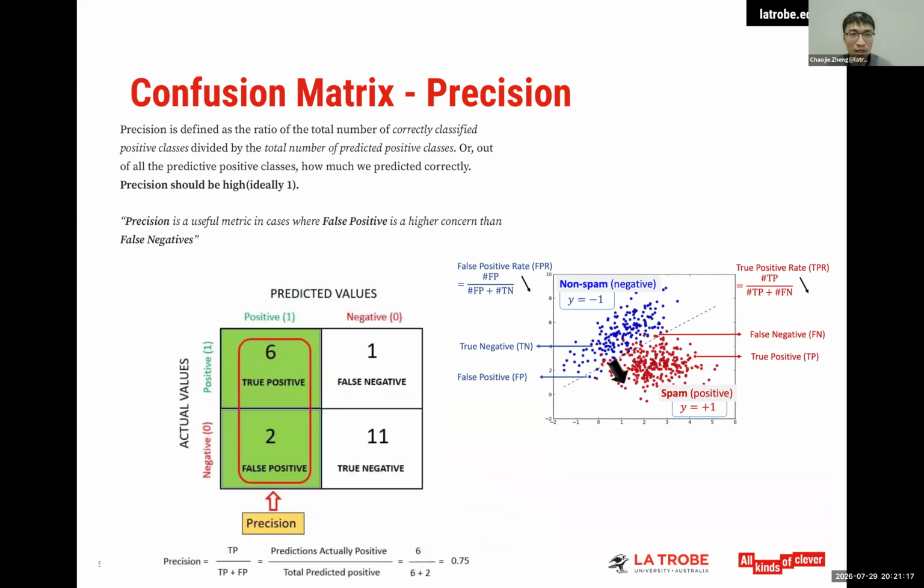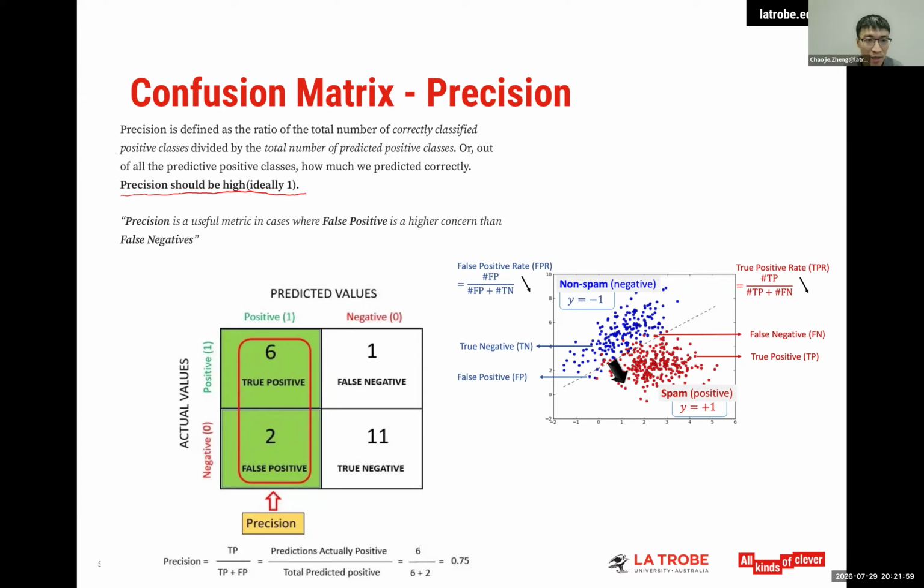Okay. And the next measurement would be precision. It is also called true positive rate. Precision is defined as the ratio of the total number of correctly classified positive classes divided by the total number of predicted positive classes. Or, out of all the predicted positive classes, how much we predicted correctly.